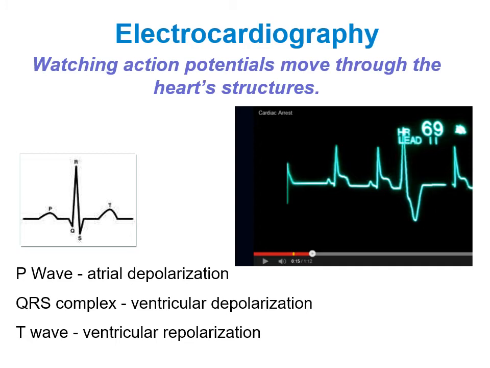T wave. Action potentials are going away in the ventricles. This time is ventricular repolarization, and the chambers will relax in the flat line that follows.